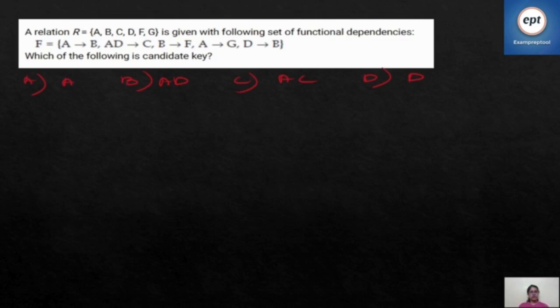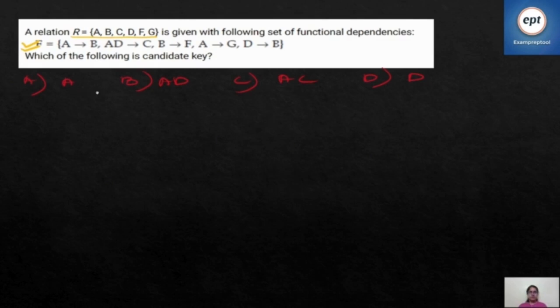We have to calculate the candidate key. The attributes and functional dependencies are given. For a candidate key, what is required? If we take the attribute closure, and in the attribute closure we are able to derive all the attributes given in the relation, then it will be our candidate key.